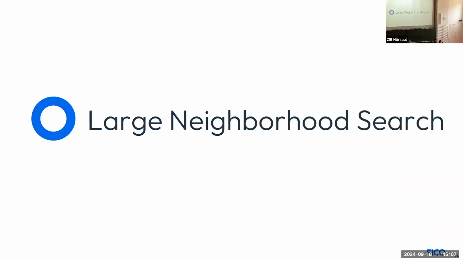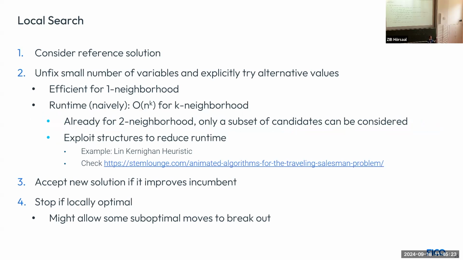So let's look at large neighborhood search, a new category, and one of the most important ones for primal heuristics inside solvers. How can you find good solutions? Well, sorry, there's another slide before that, local search.